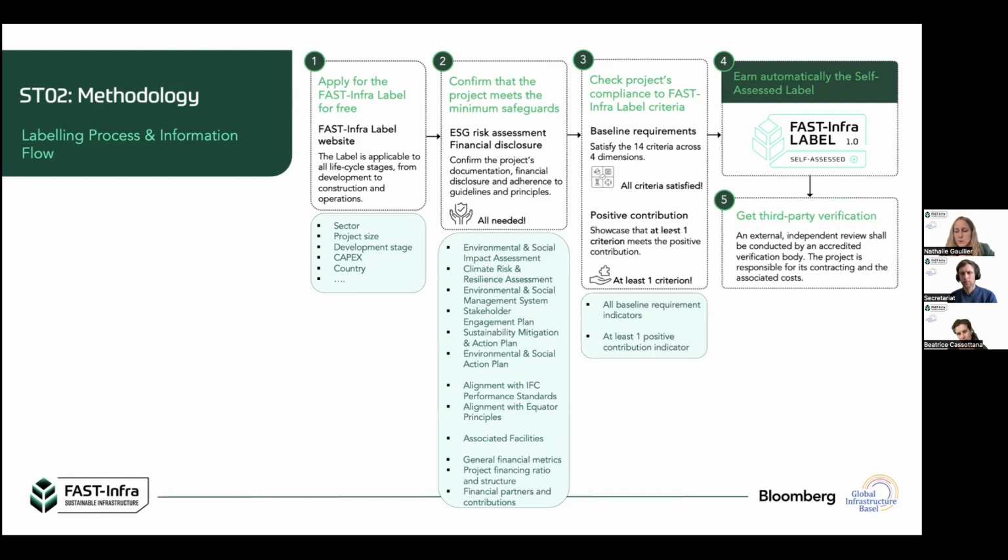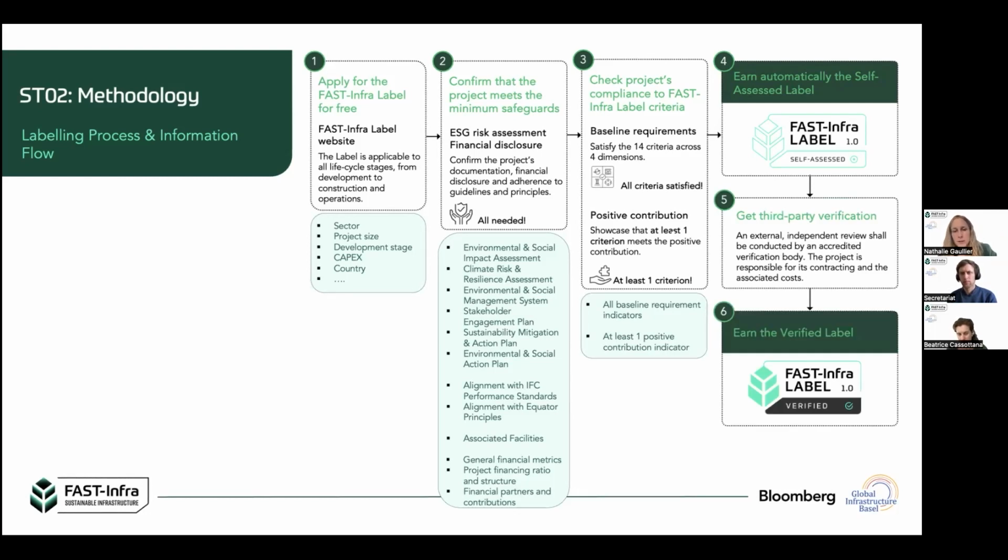So to get the verified FAST-Infra label that you see here as the 6th step, you need to go for a third-party verification, which means your project is going to be reviewed by an independent reviewer that we call a verification body. And this is against cost. So this is a contract that the project is doing with the verification body. And we will go into more details on the requirement for the verification bodies in a few minutes.